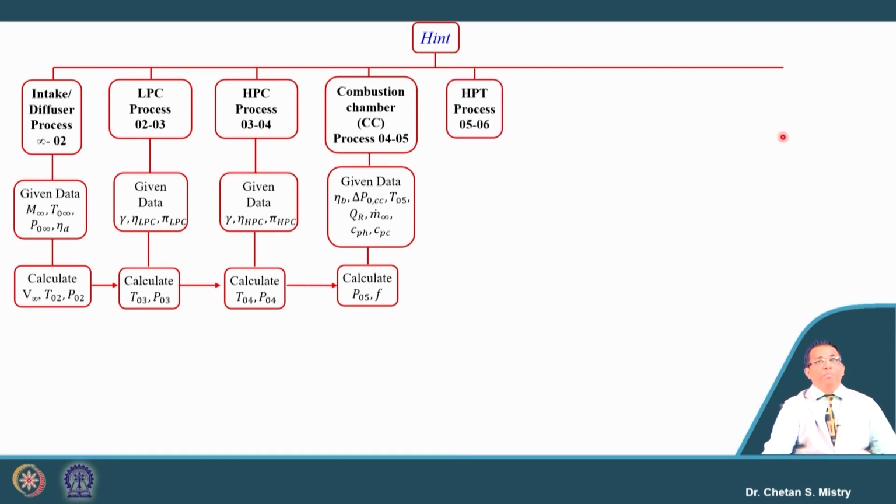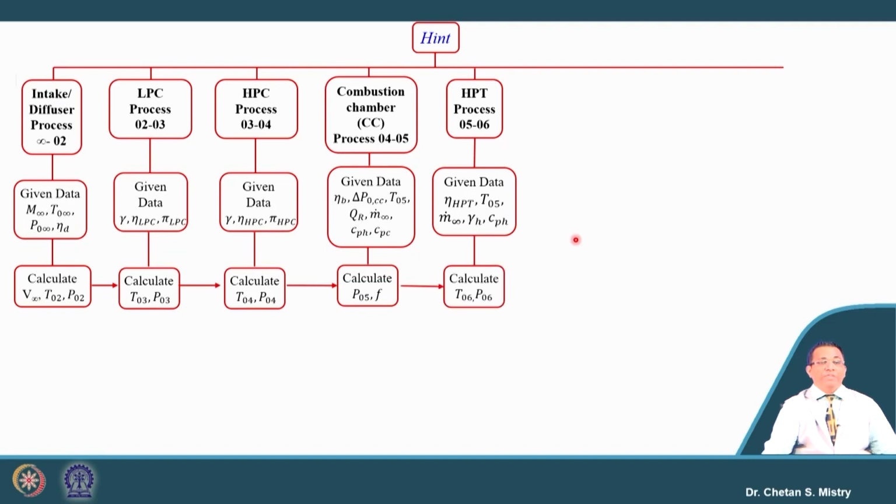We have our next component, the HP turbine. We know this HP turbine is used to rotate the HP compressor. The information given is the isentropic efficiency, and the entry temperature is known. So, based on our work balance, we can calculate the pressure and temperature at the exit of the HP turbine.